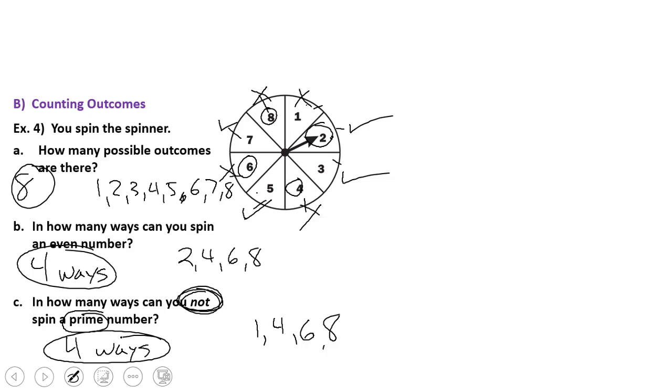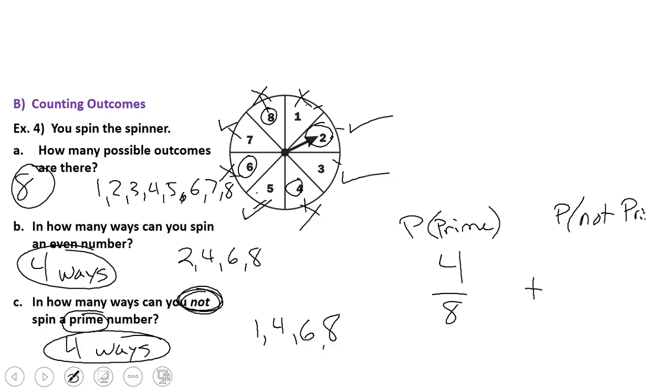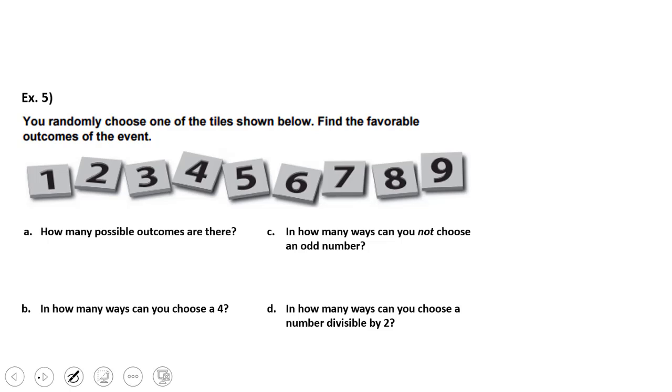We listed them. We put a check mark next to the primes. There's 4 of those, right? The probability of spinning a prime number is 4 out of 8. If we add that to the probability that it's not prime, well, what do we have? Again, 4 out of 8. When we add those together, we have common denominators. 4 and 4 is 8. That equals 8 over 8. What is 8 over 8? That's right. It's 1.